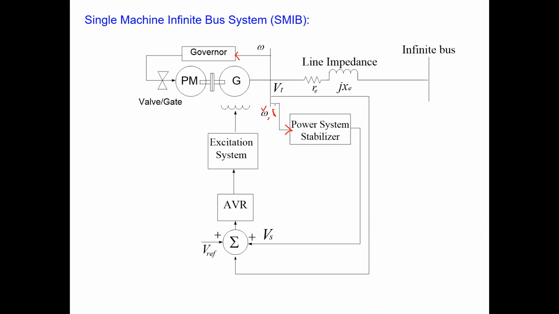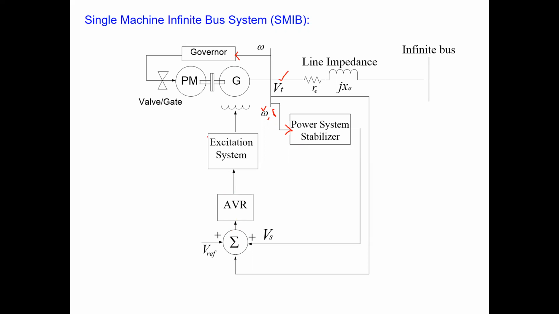Because it is very difficult to measure the rotor angle, right? But with the PMU signal, you can measure the bus voltage. So it is possible, right? So we can use both delta or omega signal as a feedback signal to the stabilizer. This is your PSS, power system stabilizer, and then it gives a stabilizing signal to your AVR section here. So this is your AVR section.